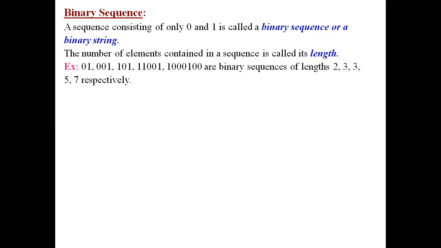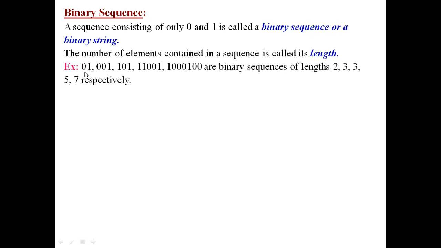So in a binary sequence, the number of elements full of zeros and ones that it contains will be given by the length. If we want to find the length of a binary sequence, that can be found out by counting the number of elements in it. Some examples of binary sequences are 01, 001, 101, 11001, etc. These are binary sequences of lengths 2, 3, 3, 5, 7 respectively.